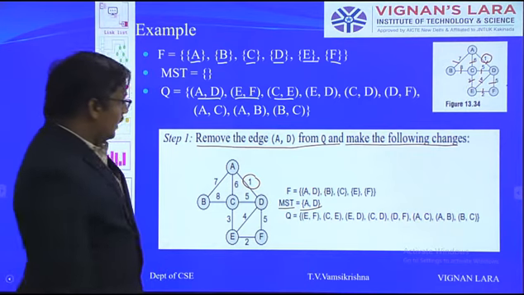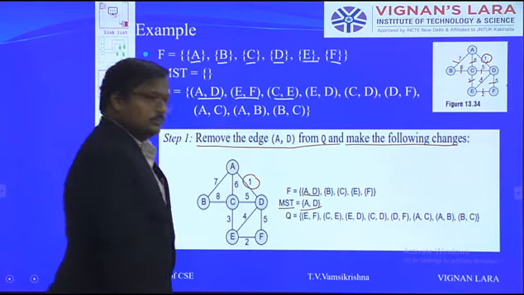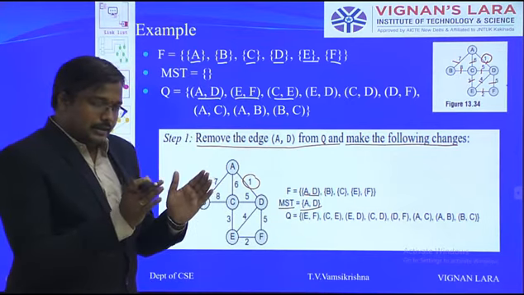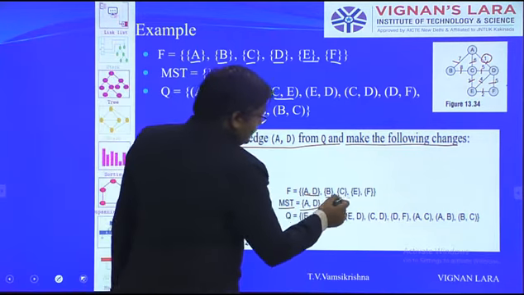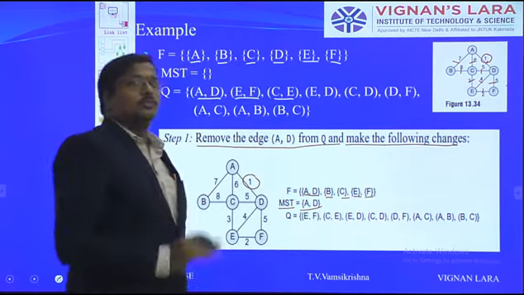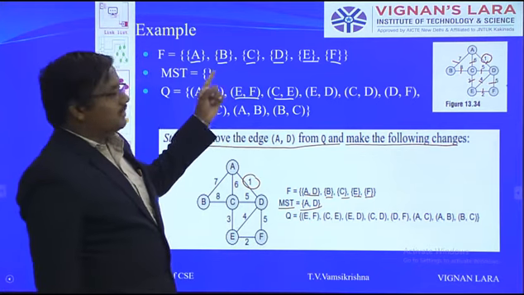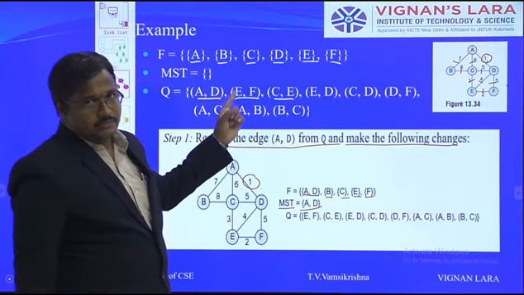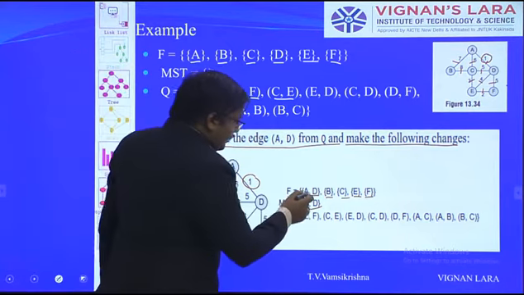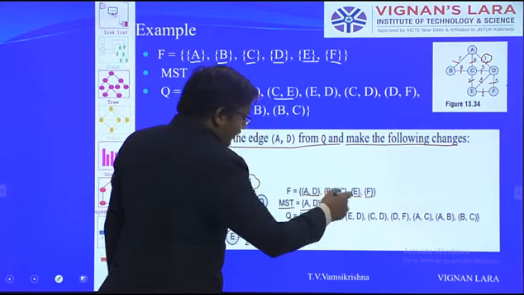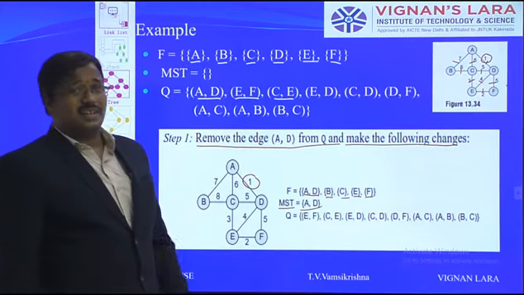Right? So A comma D is present as one component. The remaining B, C, E, F are the remaining components. So previously we had 6 vertices, 6 different components. Right now A comma D is one component and the remaining 4 are other components.